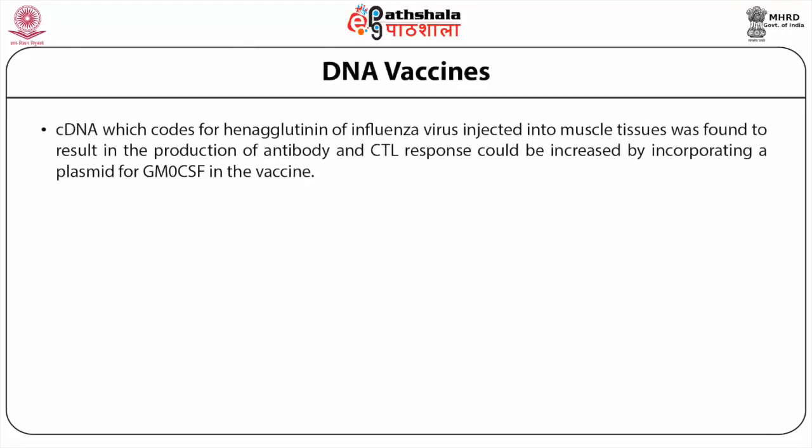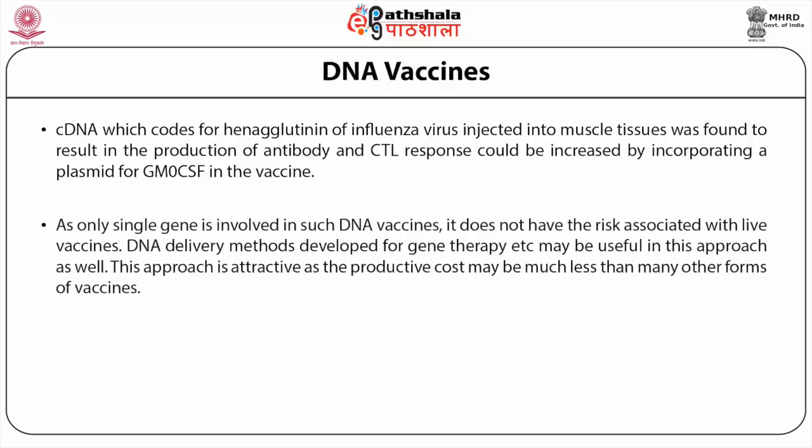cDNA, which codes for hemagglutinin of influenza virus injected into muscle tissues, was found to result in the production of antibody, and CTL response could be increased by incorporating a plasmid for GM-CSF in the vaccine. As only a single gene is involved in such DNA vaccines, it does not have the risk associated with live vaccines. DNA delivery methods developed for gene therapy, etc., may be useful in this approach as well.